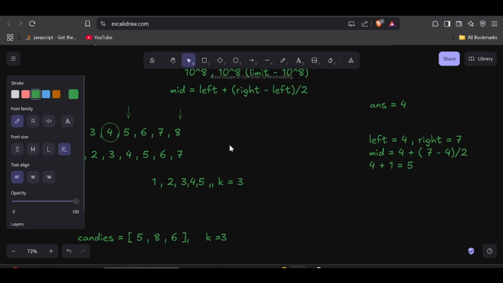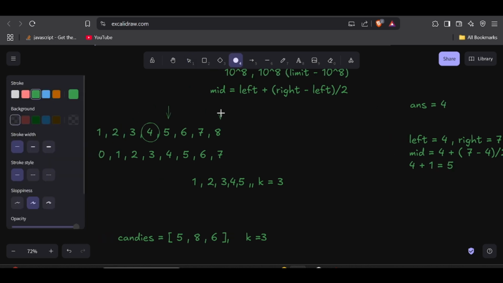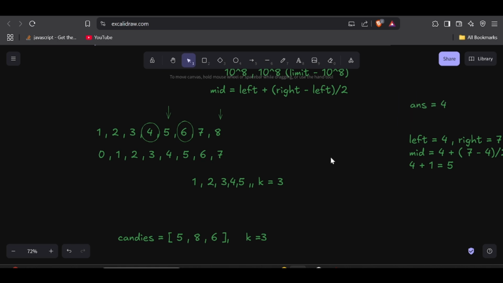So it will be 5. So my new mid will be 6. Is 6 a possible solution? No, we just checked that 6 is not a possible solution. That is why we will not update my answer.